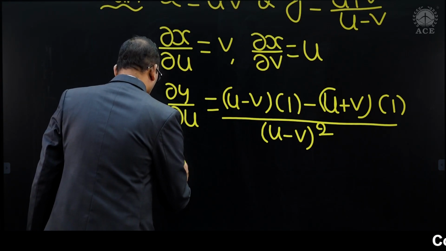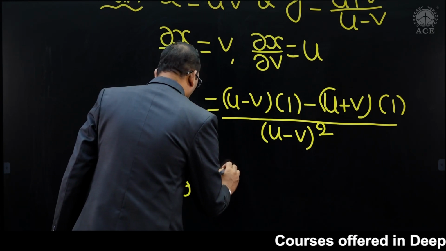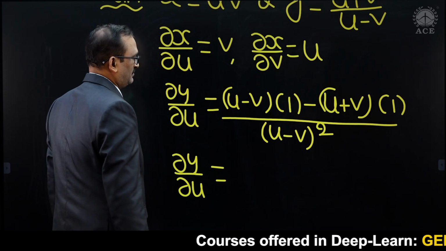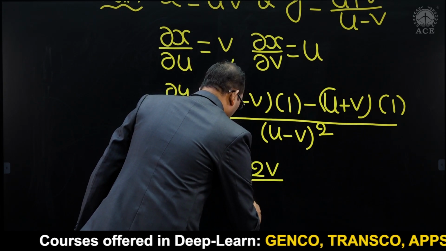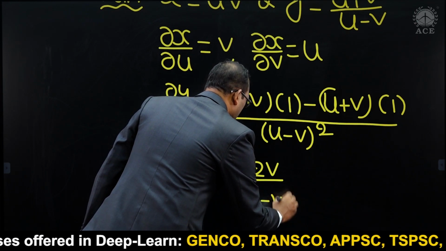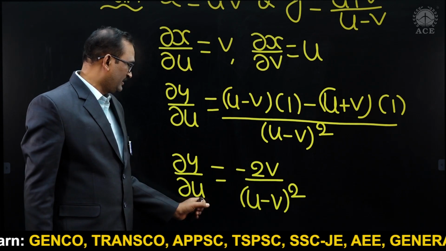This is equal to del y by del u, I mean dou y by dou u, is equal to minus 2v divided by (u minus v) whole square. Now let us find the value of dou y by dou v.